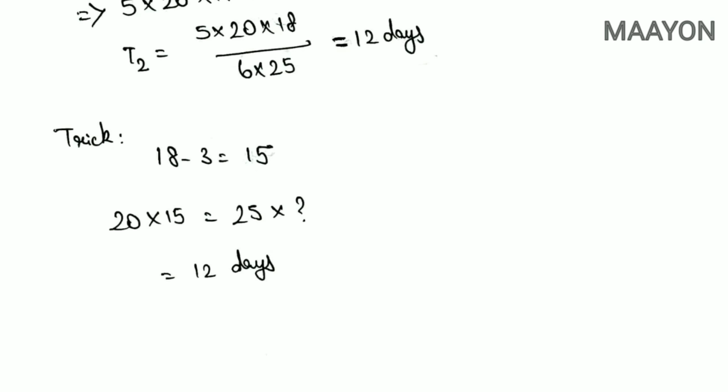Now the trick method. In the case 1 and case 2, the work done in first 3 days are equal. So we are neglecting it. So the 18 days, that is the time taken by 20 men to complete the whole work, is subtracted by 3 to get the remaining days, that is 15. So 20 men working for 15 days equals 25 men into unknown number of days. So just equating it, we get 12 days. This is the trick method. Now let's see the pro method.